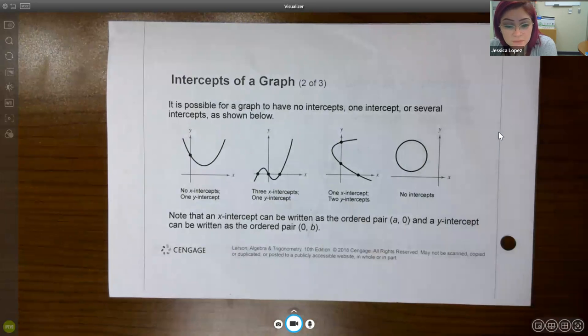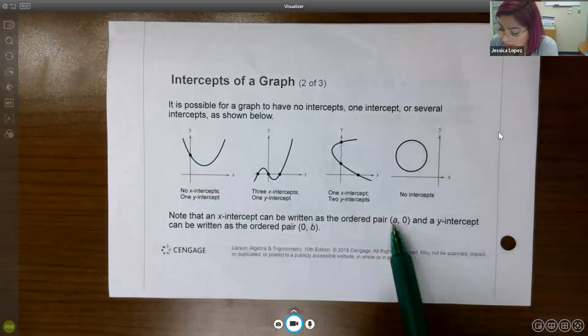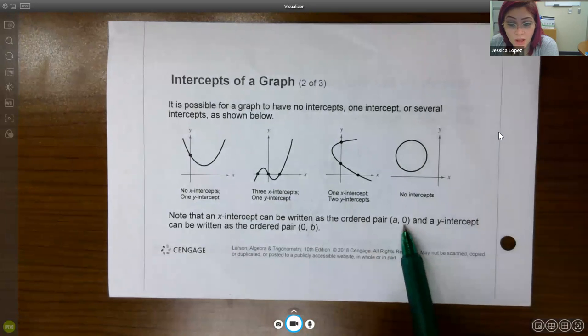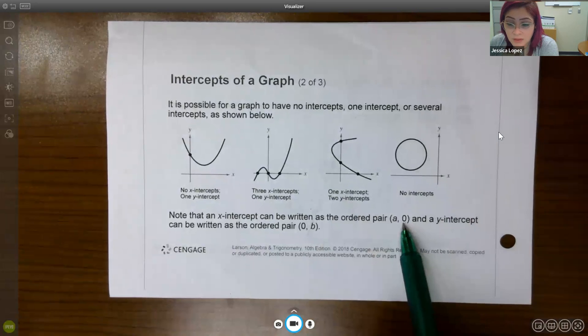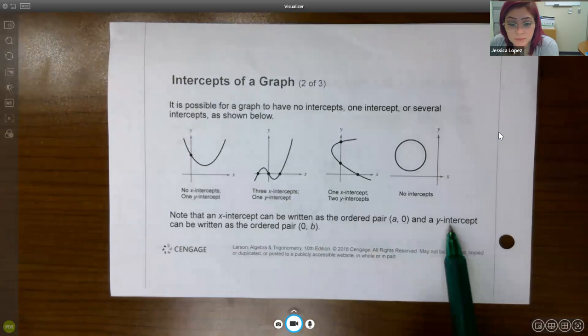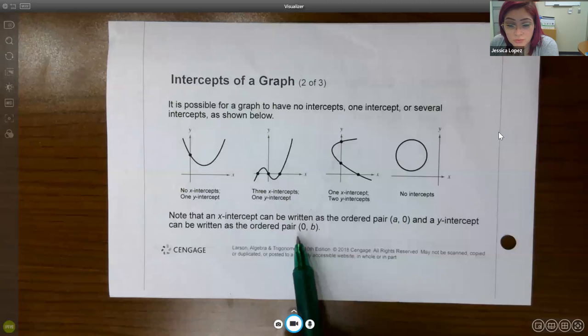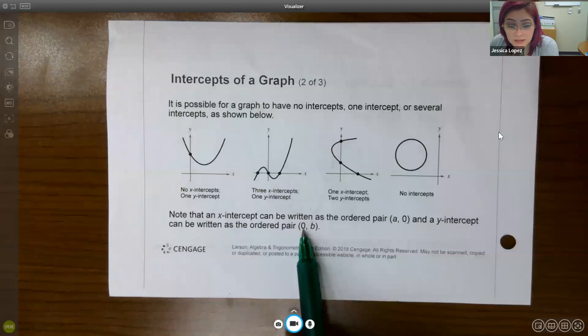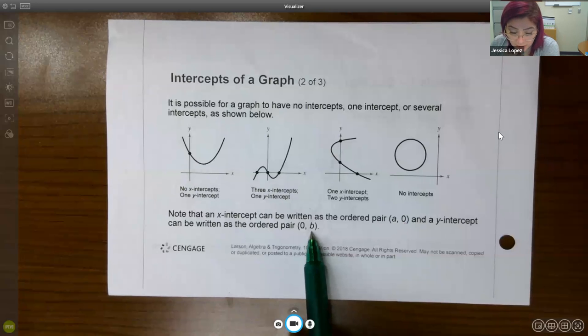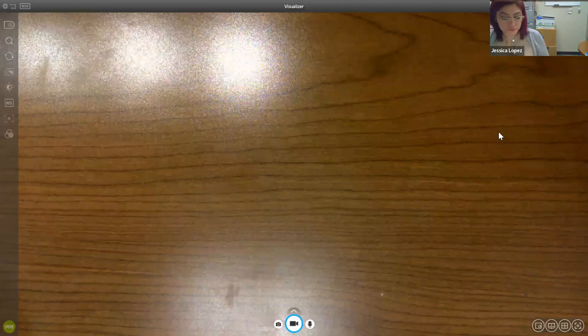Now, an x-intercept can be written like this, where you have the x value at which it touches the x-axis, but the y-coordinate is 0 when you touch the x-axis, okay? And then the y-intercept can be written as an ordered pair, where you have 0 for x, but you have a y coordinate, so it'll tell you where it touches the y-axis.